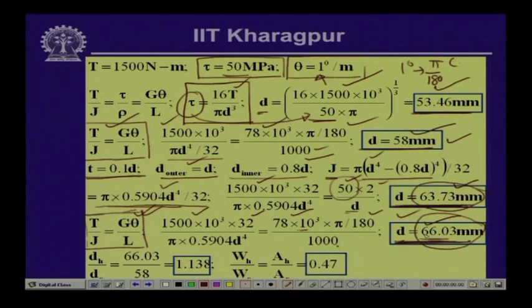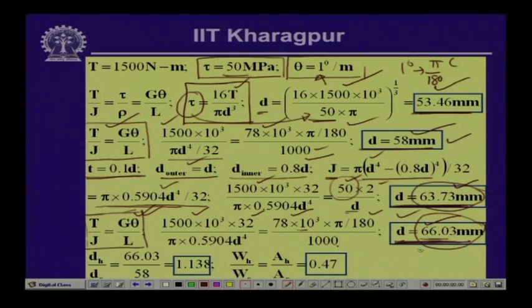Now, from this comparison, we can see that we have a circular solid shaft with a diameter of 58 millimeter, which will satisfy both the stress criteria as well as the rotational angle criteria, and a tubular shaft with a diameter of 66.03 millimeter. Now, if we take the ratio of the diameter of the hollow shaft to the diameter of the solid shaft, then we find that the diameter of the hollow is 66.03 and the diameter of the solid is 58. So, the ratio gives us a value of 1.138.